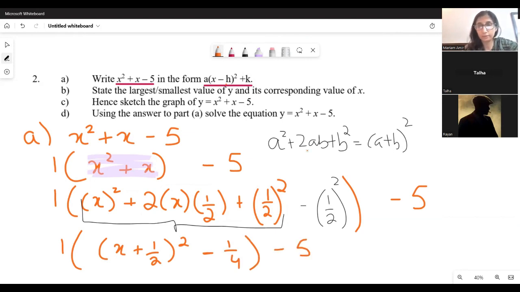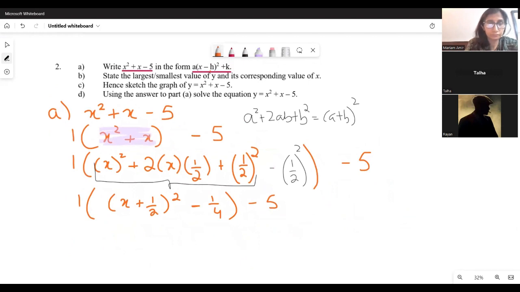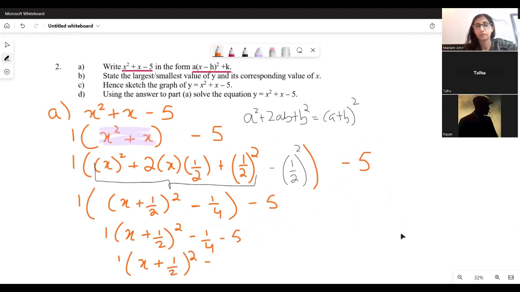Now we're going to further simplify. So we have 1 times x plus half whole square minus 1/4 minus 5, which is 1 times x plus half whole square minus 21/4. We can't leave out the 1, because later we have to write the value of a. They said to write in that form, so a is outside the bracket and you have to write something there. So we've changed it into the required form.